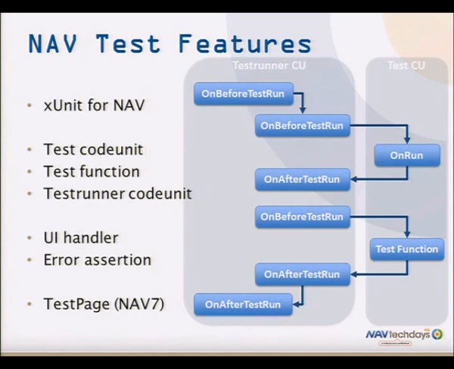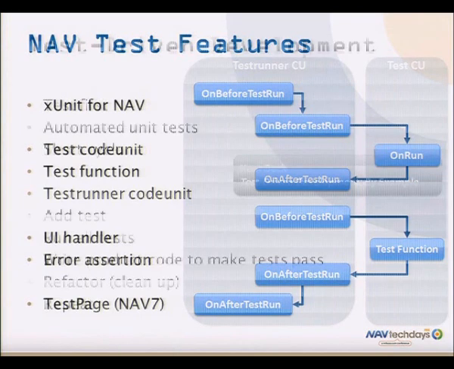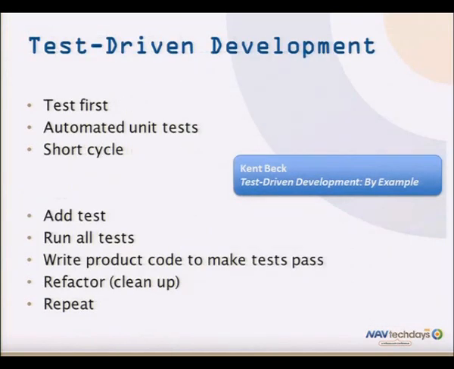And in an upcoming release, in NAV 7, we will also add the opportunity to interact with pages via a new object type, which is called test page. I will not show you that now, but in other events you will see demos of that. So let's go to the first example of how to use this.